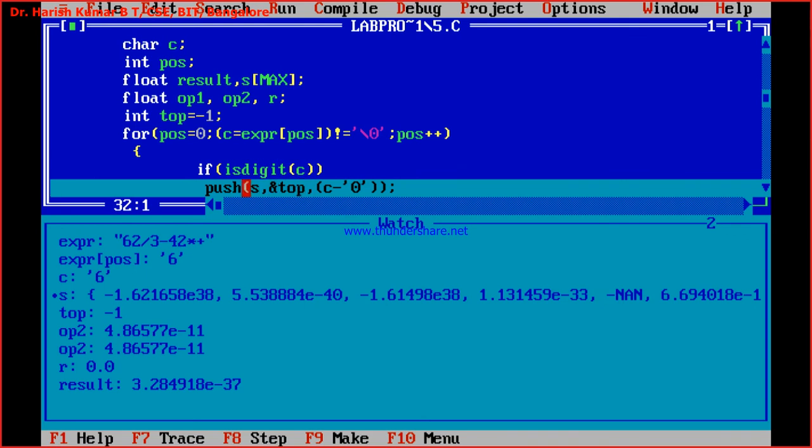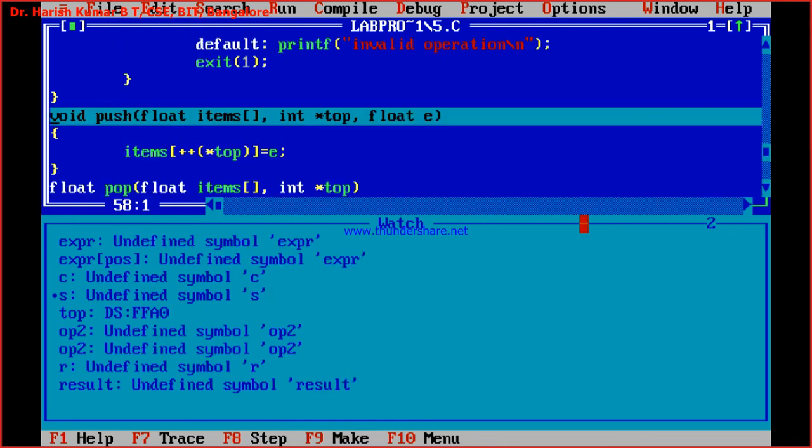Okay, so push to the stack this one. Now this C inside the single quote 6, its ASCII value is 48 for 0, and for 6 it is how much? 54. 54 minus 48. How much is it? 6. So now we are calling push.